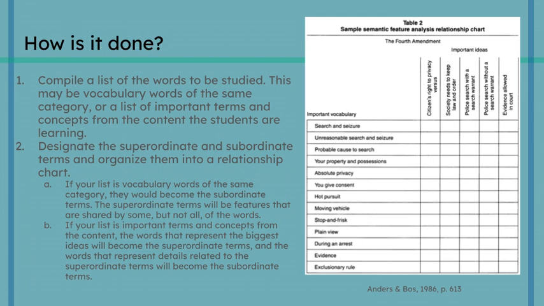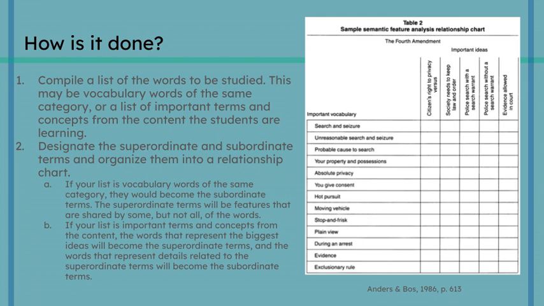This may be vocabulary words of the same category or a list of important terms and concepts from the content the students are learning. So like the category of shelters would include cabin, mansion, tent, etc. And on the right over here we have a relationship chart on the topic of Fourth Amendment rights.